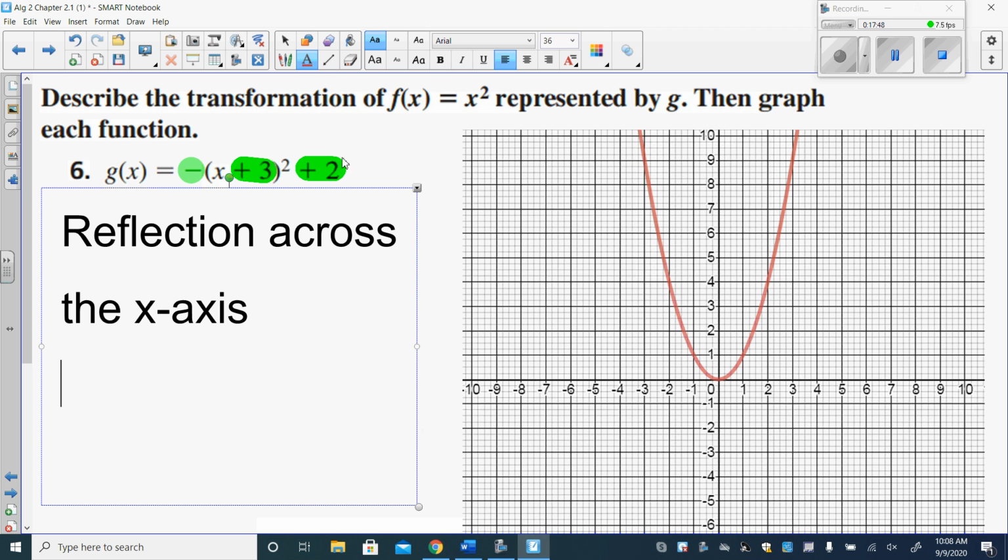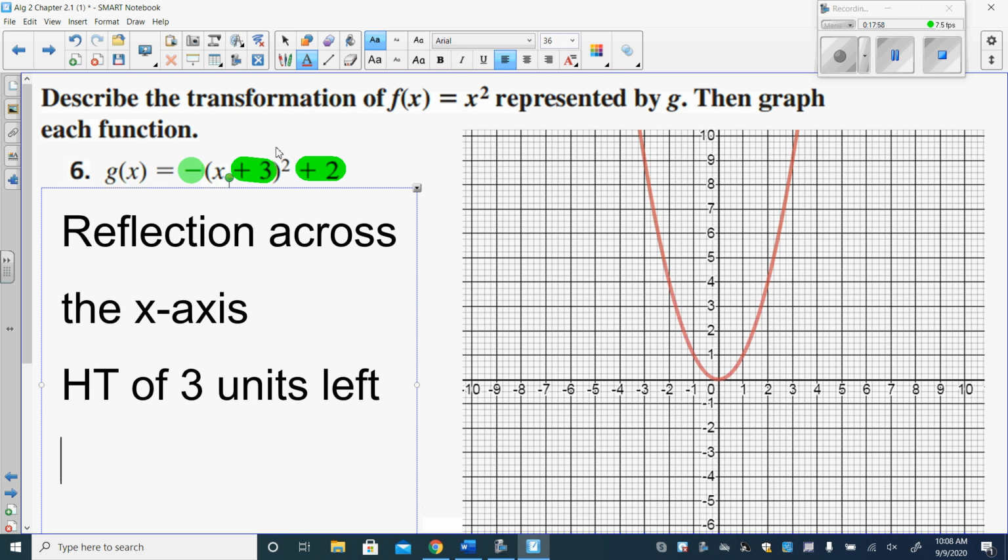Now the second one is the +3 inside. That would be a horizontal translation of 3 units. Since it's plus, we've got to remember it's going to be to the left, because plus is to the left on the inside of the parentheses. Minus inside the parentheses is to the right. So that takes care of the first two, and that leaves us with the +2 on the outside.